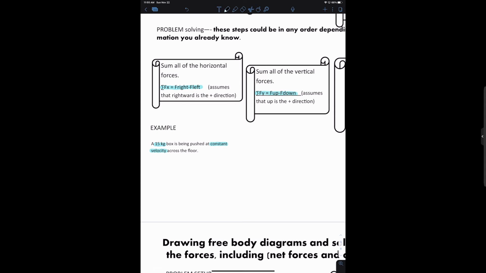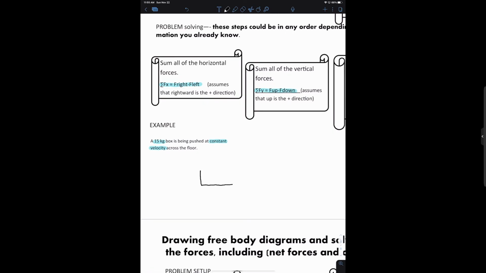Constant velocity should tell us that the forces are balanced. That makes us realize that we have balanced forces horizontally and balanced forces vertically. What I like to do when I draw my free body diagram is make my box big enough to write the words or the numbers 15 kilograms inside of it. If I'm always writing it inside the box, I never lose it. Then I can say, what forces do I know that are acting on this?